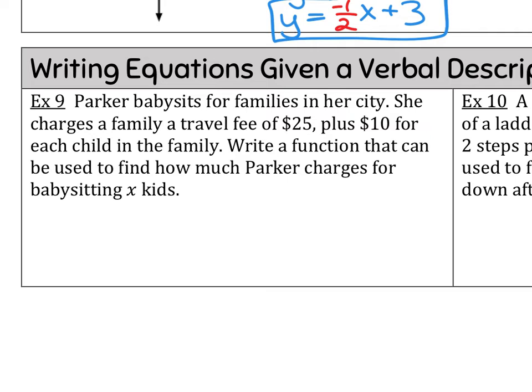First thing you do when you're writing an equation, first of all, make sure you understand what things are talking about. What are we talking about here? We're talking about travel fee to child. We're talking about babysitting kids. X represents what? X represents the kids. So we have kids and we have money. When you're babysitting a kid, you make money, right? Okay, so we get what's happening here.